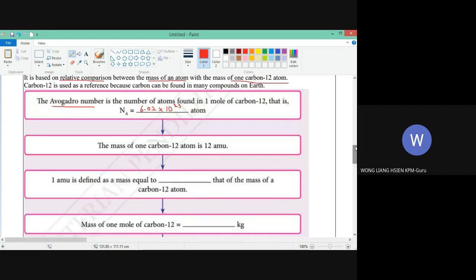The mass of 1 carbon-12 atom is 12 atomic mass units. So we take it that the mass of carbon-12 is 12 atomic mass units, and we use this mass of carbon as a measurement. That means 1 atomic mass unit is defined as a mass equal to 1/12 that of the mass of a carbon-12 atom.